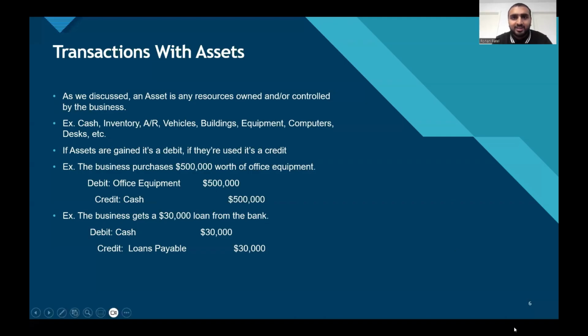Welcome back. As discussed in the previous lesson, in this lesson, we will be going over transaction examples that happen with the 5 accounts. So I'm excited to start. Let's get right to it.